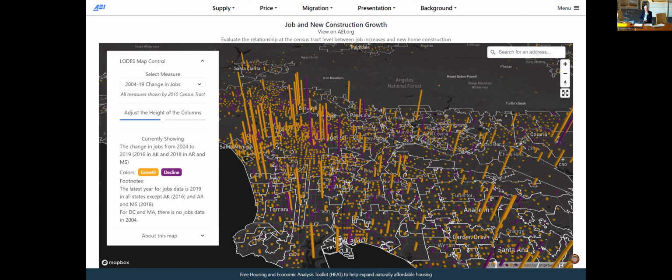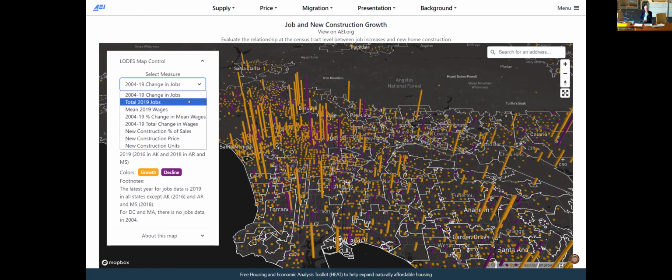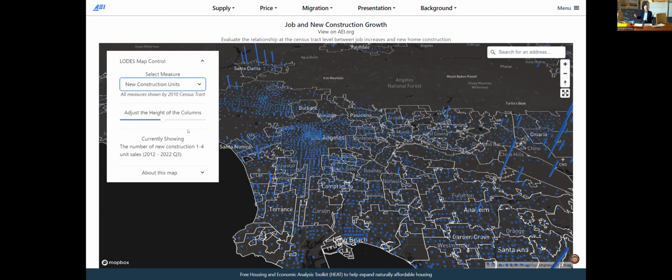I think we actually have, if you go up to the menu, one for new construction units there, and you'll see that there aren't any units being built hardly. Yet there was all this job growth. And the one thing our research has demonstrated, if you add jobs, you have to add housing units. If you don't add housing units, you will get massive house price appreciation. You have to be adding jobs along the way.